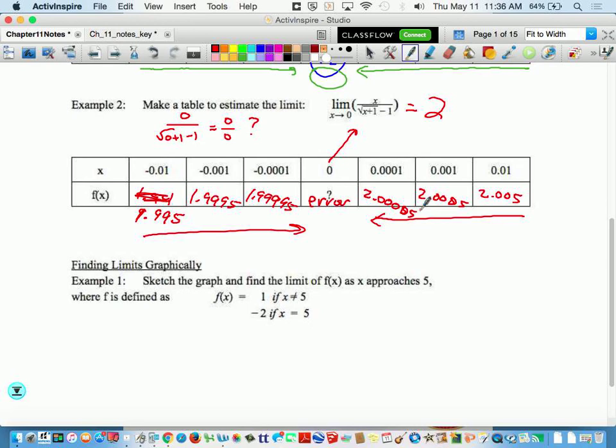It's 1.995. That's what I said, 1.995. Isn't it? Am I doing it wrong? You think you're right, Mr. I? 0.0001 is just 2. I don't wanna do it. Whatever. Yeah.